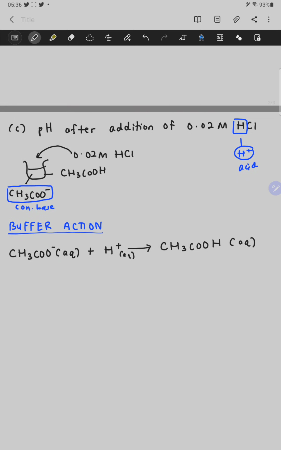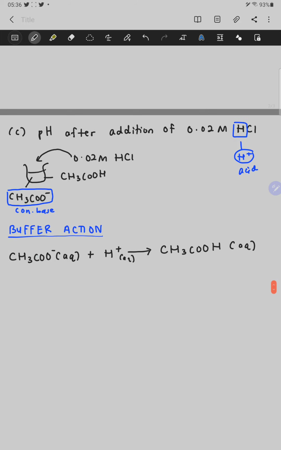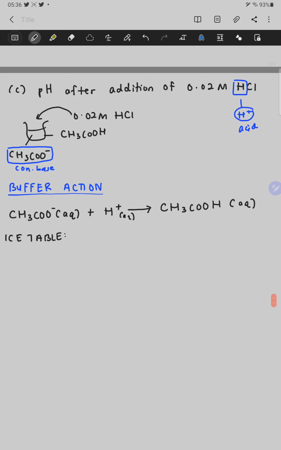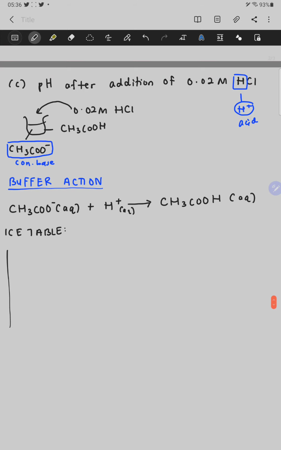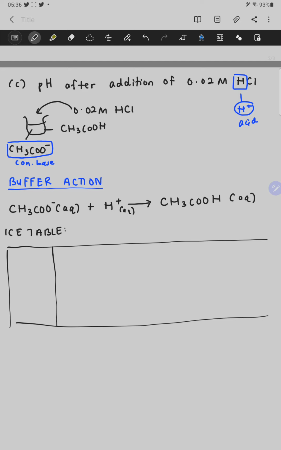Alright, so in order untuk calculate the new concentration of conjugate base and weak acid, sebab kita tahu weak acid dia akan increase, concentration conjugate base akan decrease after buffer action, we will use ice table. So, kita akan buat ice table seperti biasa. Right, so ice table ini in term of concentration, sebab diberi concentration of HCl dan volume of buffer does not change. So, ini adalah concentration molar.